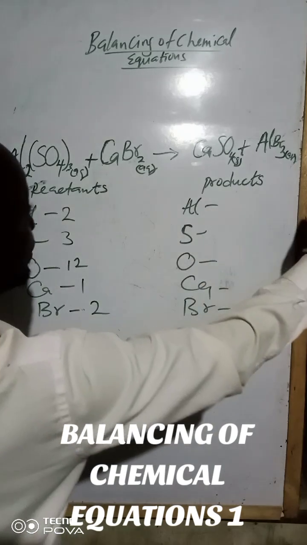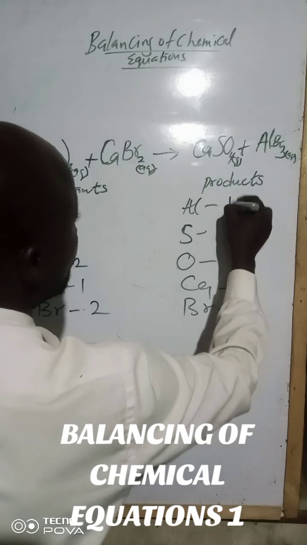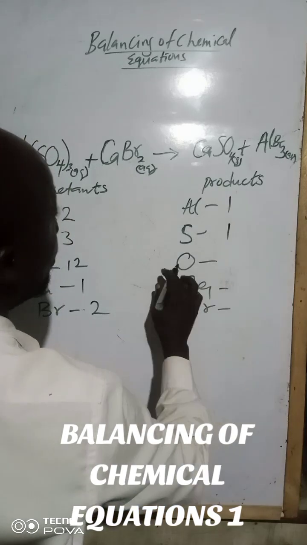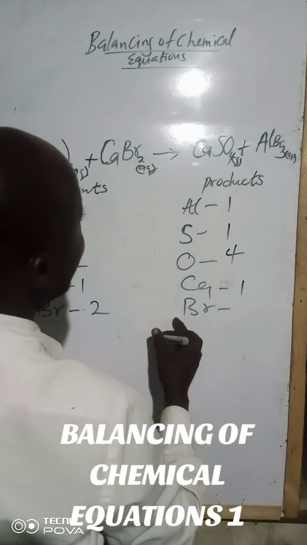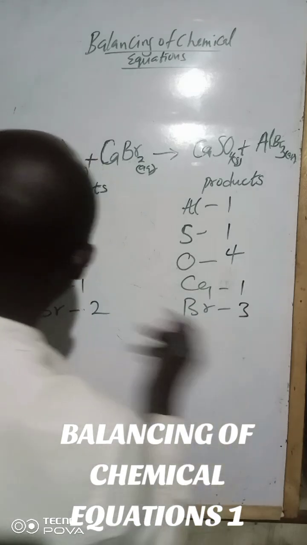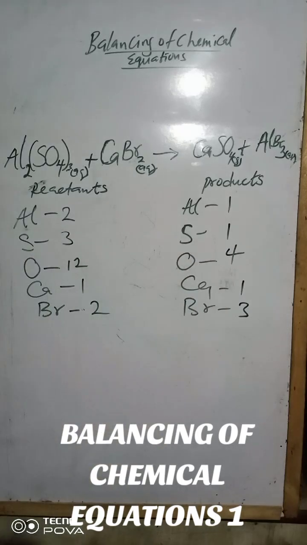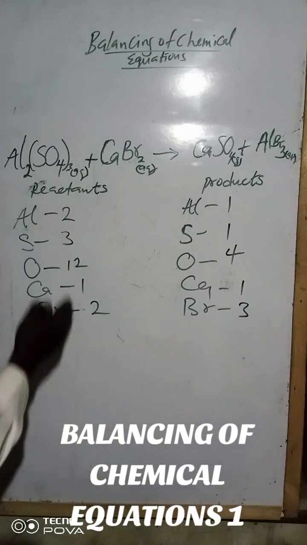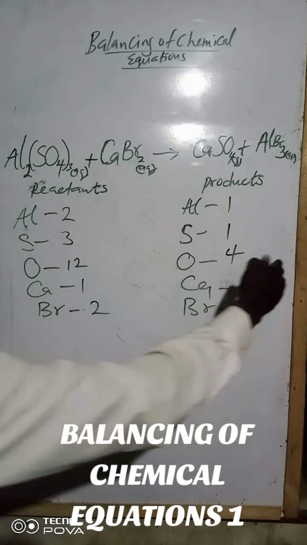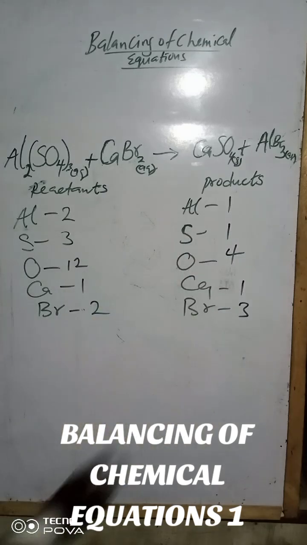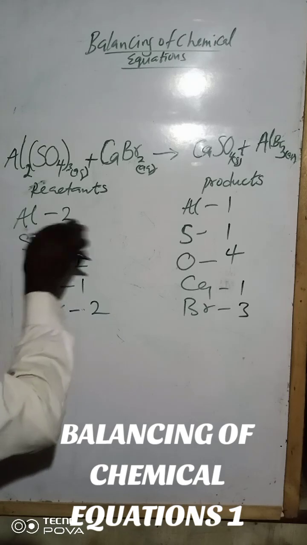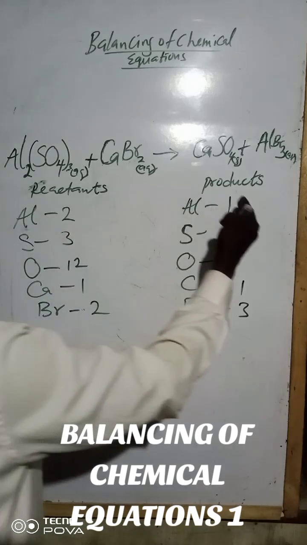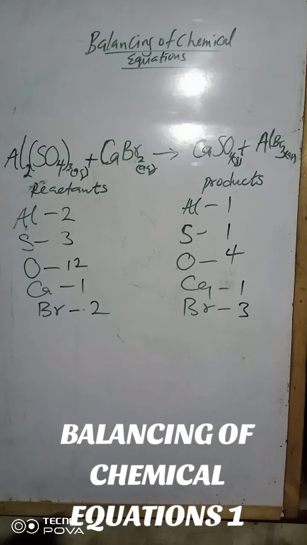On the other side, which is the product, how many aluminium do we have? 1. That of sulfur is also 1. Oxygen here is 4. And that of calcium is 1. And the bromine atoms here are 3. So when you compare the atoms of the elements involved in the reactant and the product, you realize that they are not equal. So you will try as much as possible to see how you can balance the whole thing. How can the number of atoms at this side be the same at the other side?